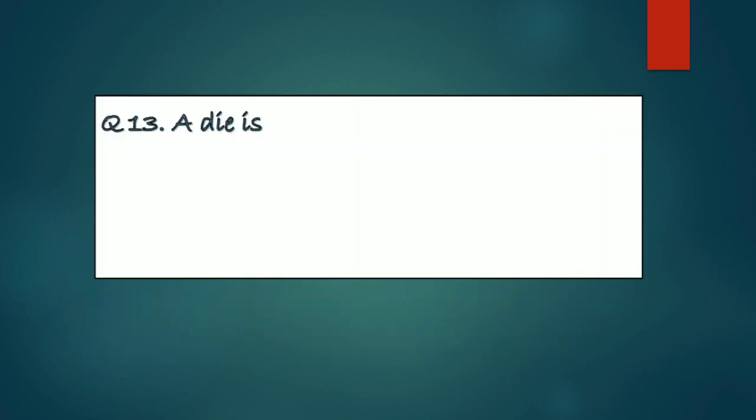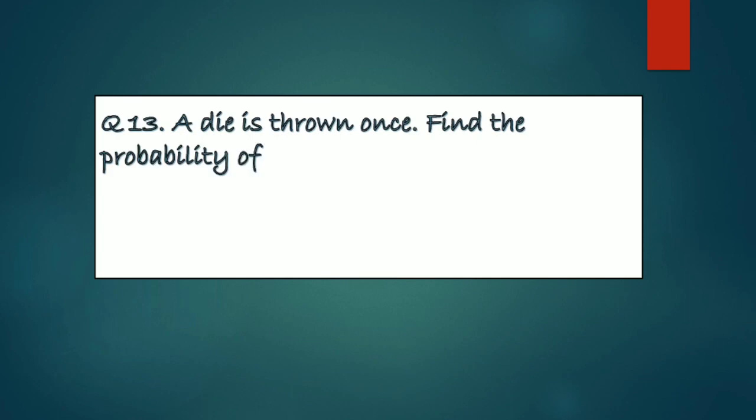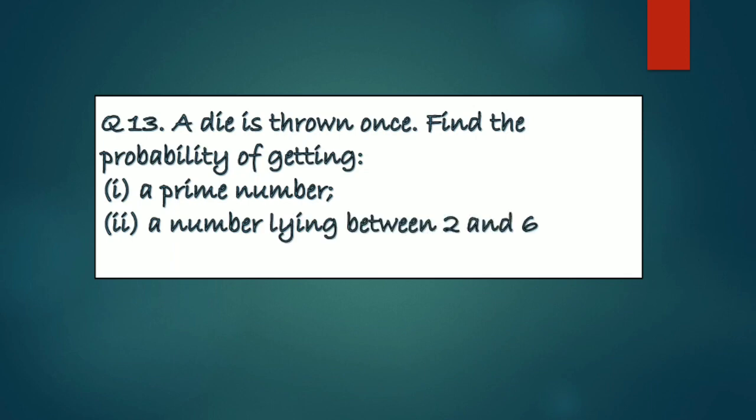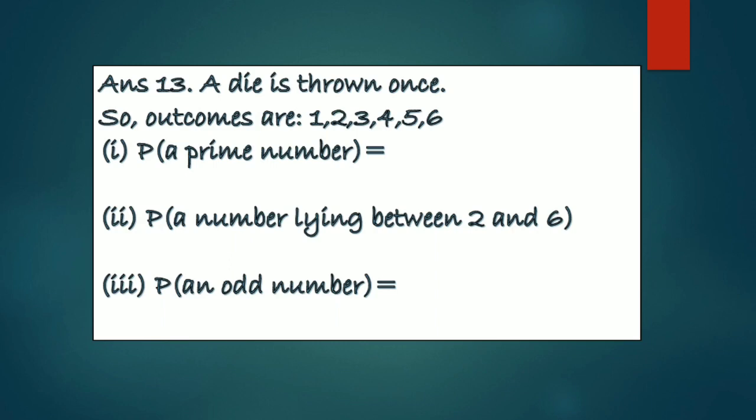Now let's do question number 13. A die is thrown once. Find the probability of getting a prime number, a number lying between 2 and 6, an odd number. When we throw a die once, the outcomes will be 1, 2, 3, 4, 5 and 6. We will have 6 outcomes. So this is the total number of outcomes.